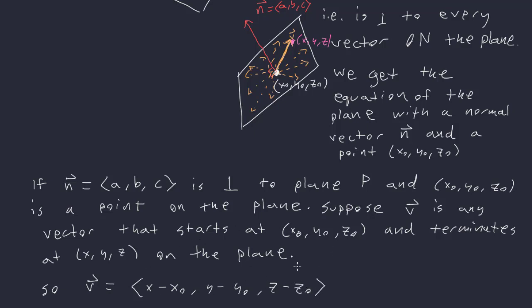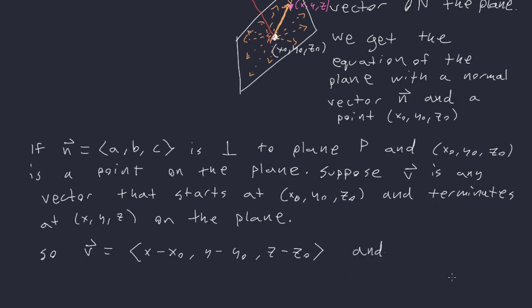Okay, if you don't see that immediately, just take a moment to give it a think about what we've discussed previously about vectors. And by definition, N dot V must be 0. Well, why is that? Since N is perpendicular to V.